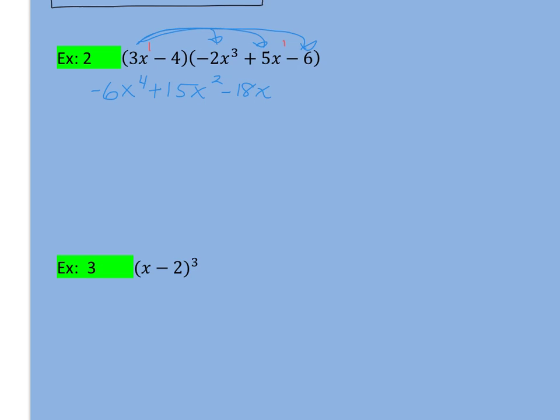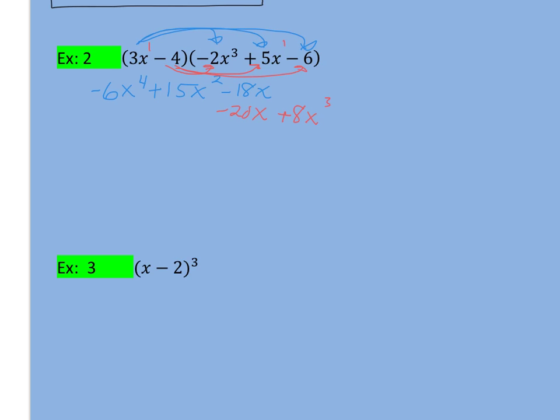Then do your second distribution. Negative 4 times negative 2 is a positive 8, and it's going to be an x cubed. There's no x cubed here, so give it its own column, so positive 8x cubed. Then our next distribution, negative 4 times 5 is negative 20. Tack on the x. It's going to line up here, negative 20x.